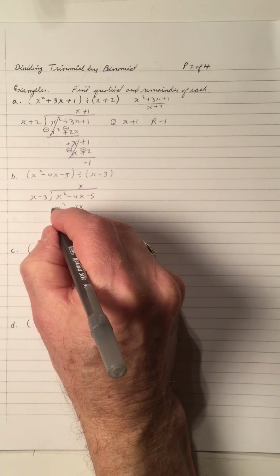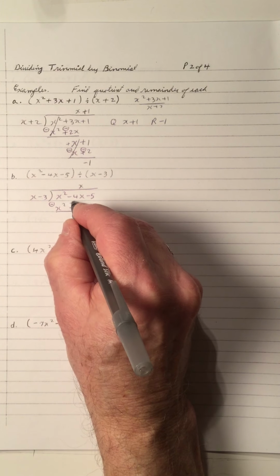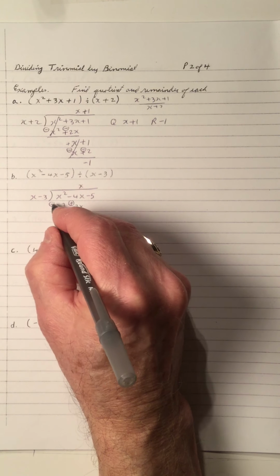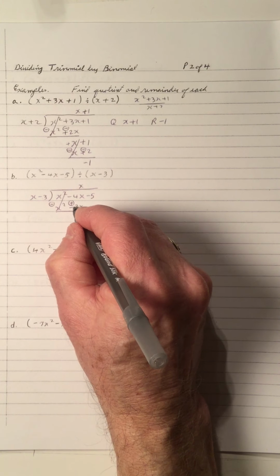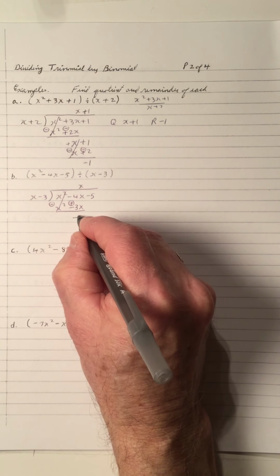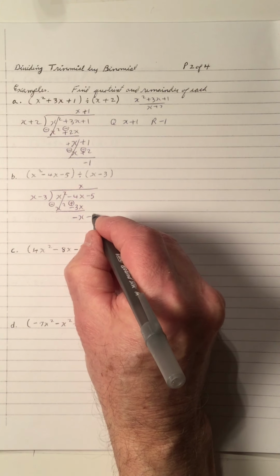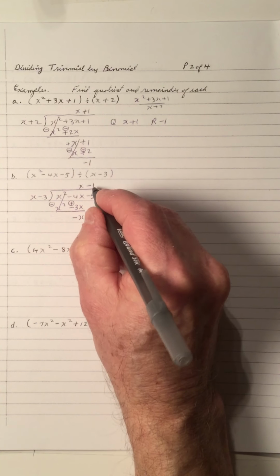Now we subtract, so that's a plus, we make it a minus. And that's a minus, we make it a plus, because we're adding on the opposite. So now we've got a plus x squared and minus x squared, they cancel out. Negative 4 plus 3 is negative 1, and the 1 is understood. Bring down your negative 5. X into negative x is negative 1.